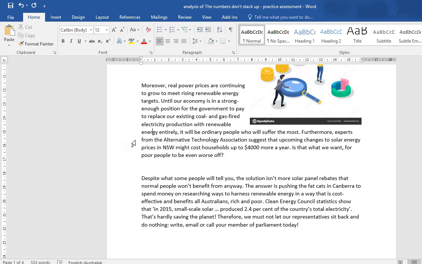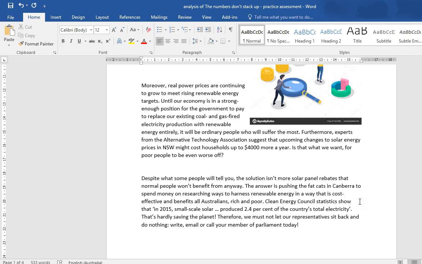Furthermore, experts from the Alternative Technology Association suggest that upcoming changes to solar energy prices in New South Wales might cost households up to $4,000 more a year. Is that what we want? For poor people to be even worse off? Despite what some people will tell you, the solution isn't more solar panel rebates that normal people won't benefit from anyway. The answer is pushing the fat cats in Canberra to spend money on researching ways to harness renewable energy in a way that is cost effective and benefits all Australians, rich and poor.